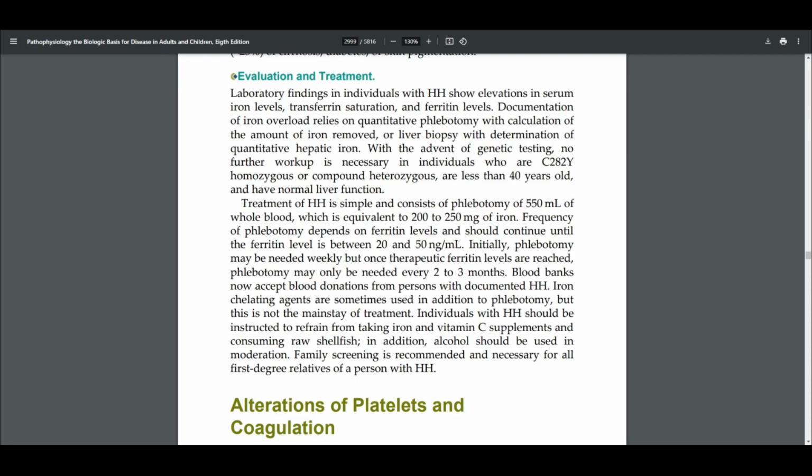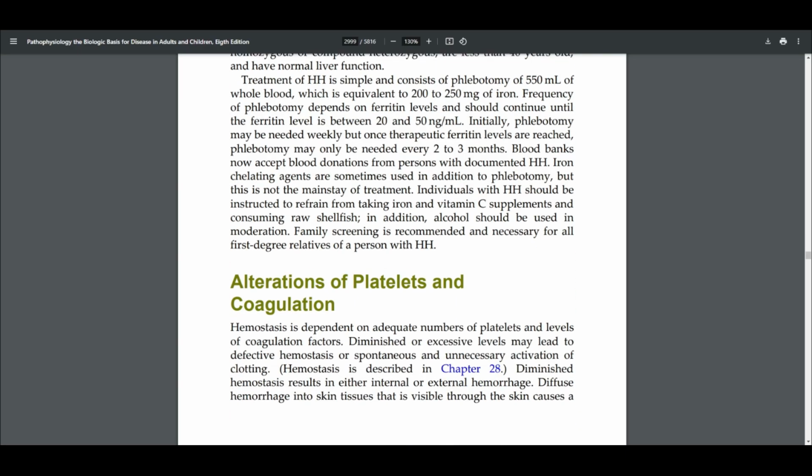Individuals with HH should be instructed to refrain from taking iron and vitamin C supplements and consuming raw shellfish. In addition, alcohol should be used in moderation. Family screening is recommended and necessary for all first-degree relatives of a person with HH.